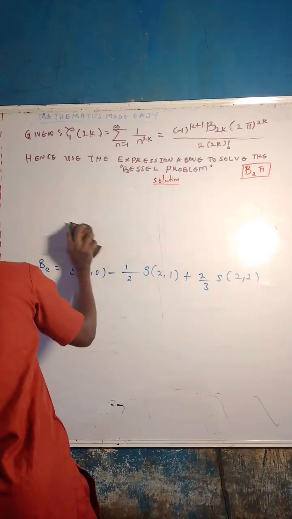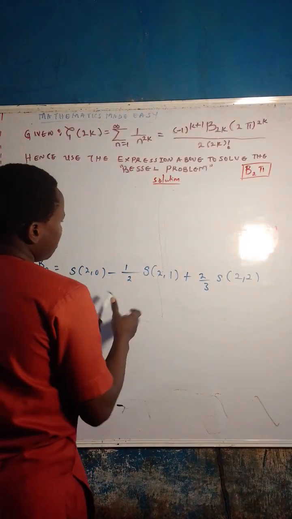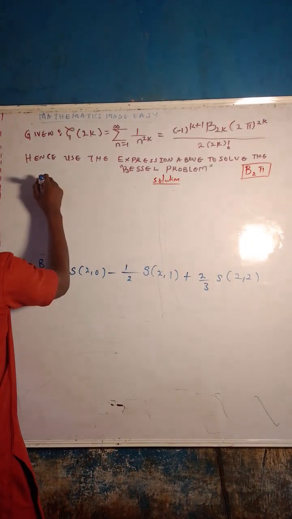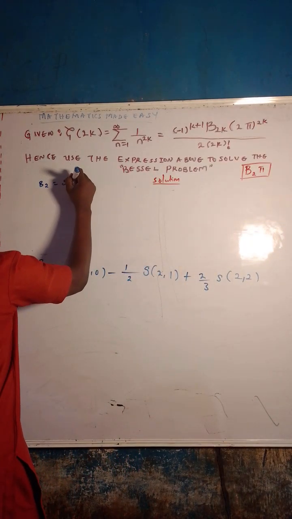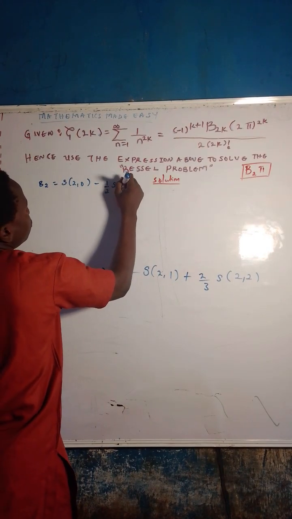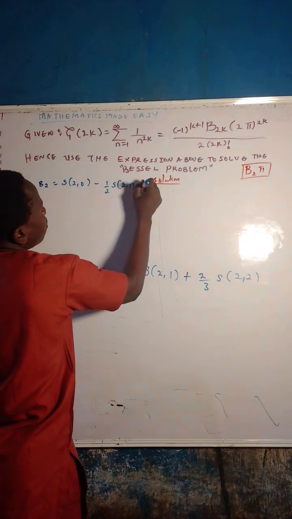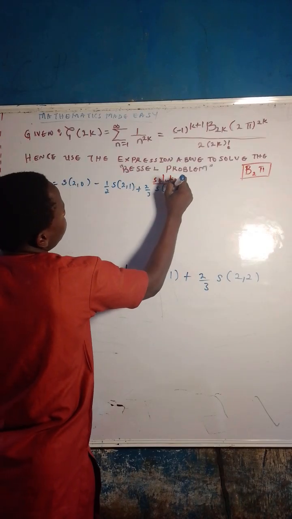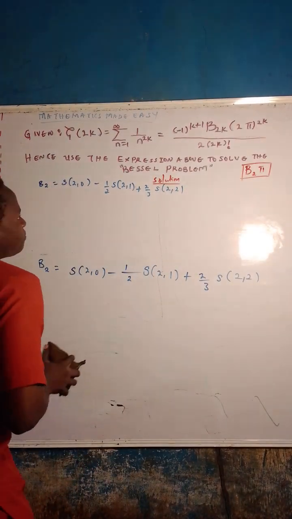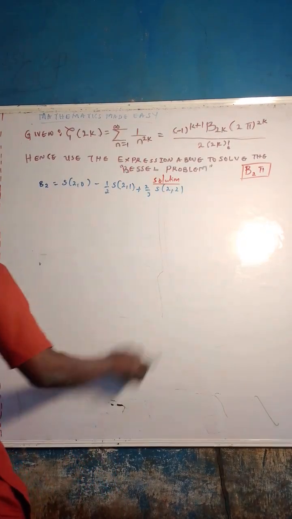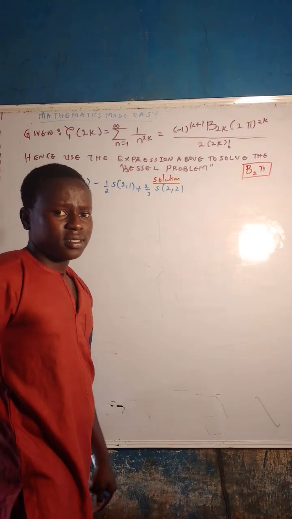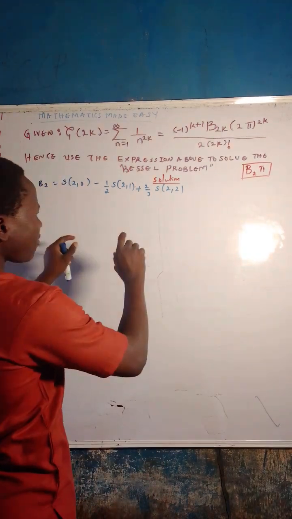Yeah, so let me just write this up. So we want to find B of 2, which is S(2, 0) minus 1 over 2 S(2, 1), then plus 2 over 3 S(2, 2). So yeah, we can now clean this. Okay guys, so for us to know the Bernoulli number here, we have to find these Stirling numbers. Yeah, it also has a formula.